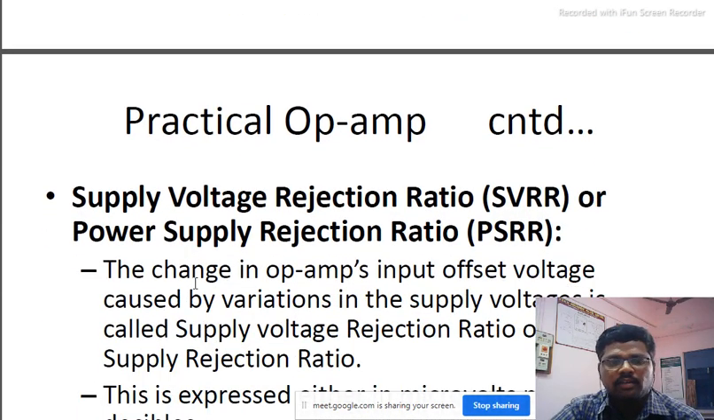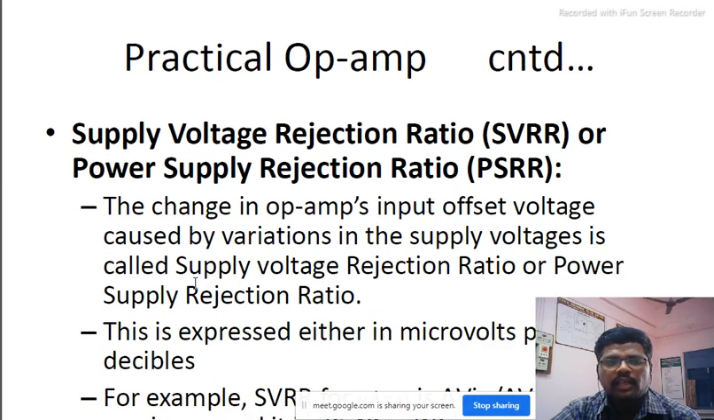Okay, next this is called the supply voltage rejection ratio. At the same time, common mode rejection ratio. At the same time, power supply rejection ratio. These are also practical op-amp characteristics. Therefore, the change in the op-amp's input offset voltage caused by variation in the supply voltage is called the supply voltage rejection ratio.